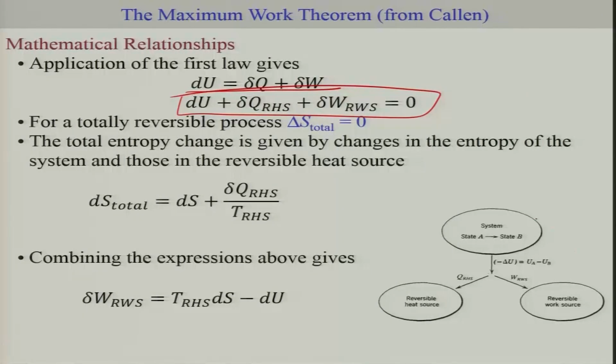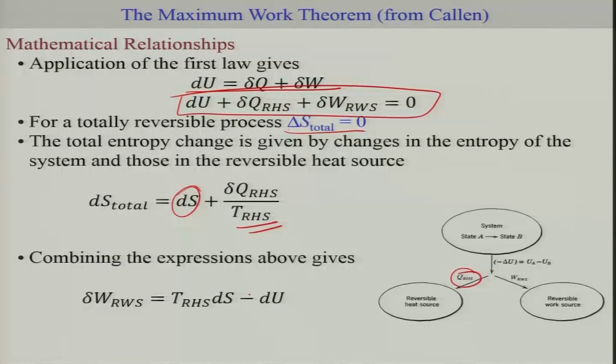Now, for a totally reversible process, the delta S total is going to be 0. If you look at delta S, what are the changes associated with this system? Delta S total is going to be dS for the system, plus the heat interactions with the surroundings, which is going to be delta Q_r divided by the temperature of this heat source.